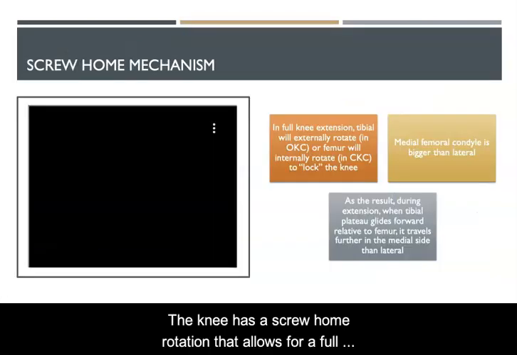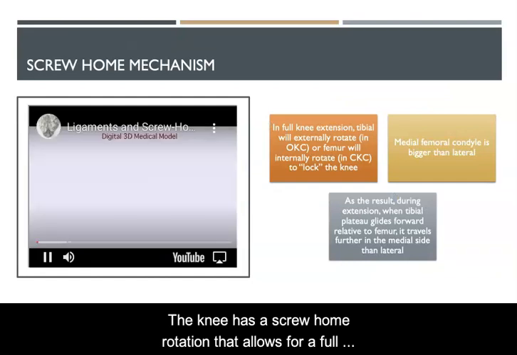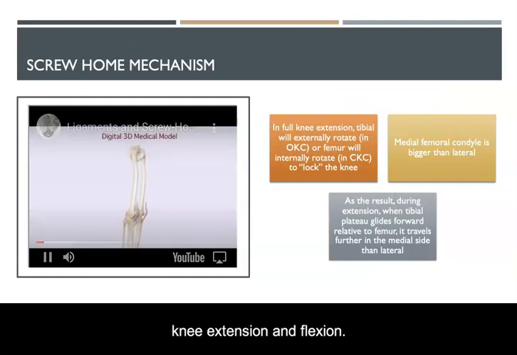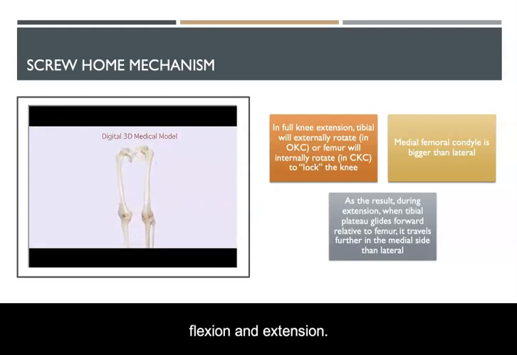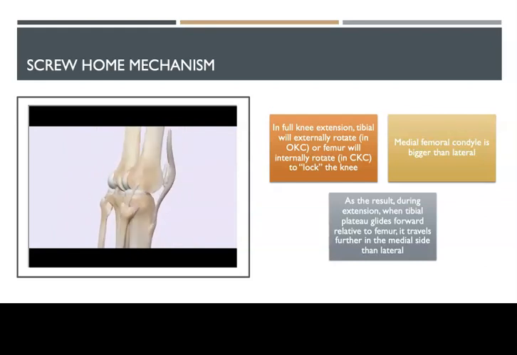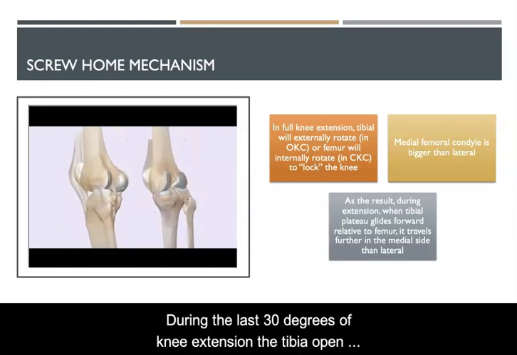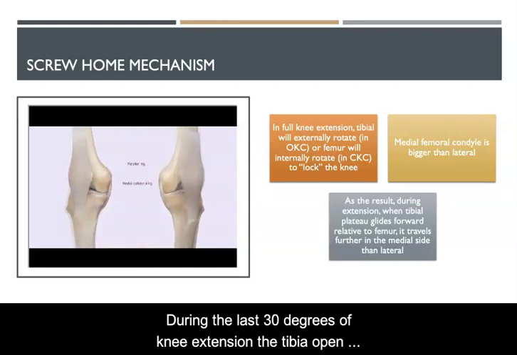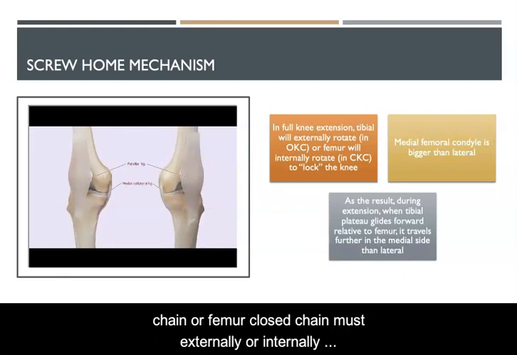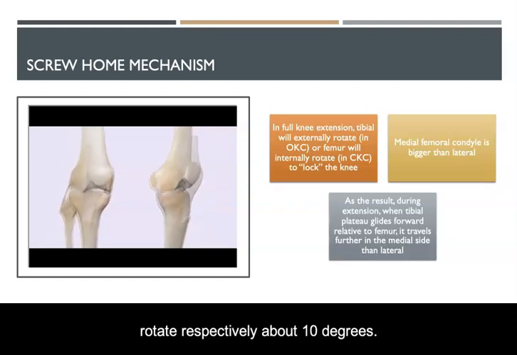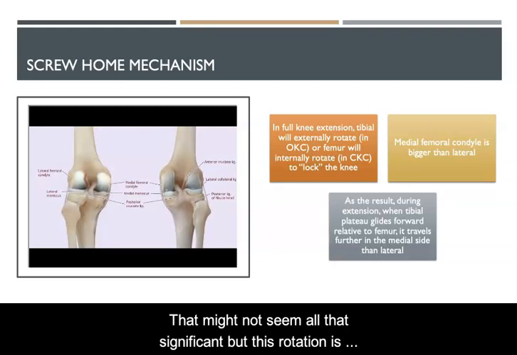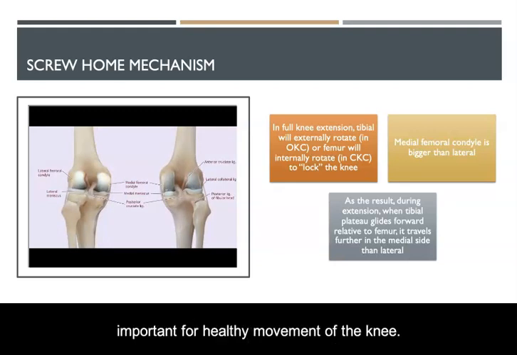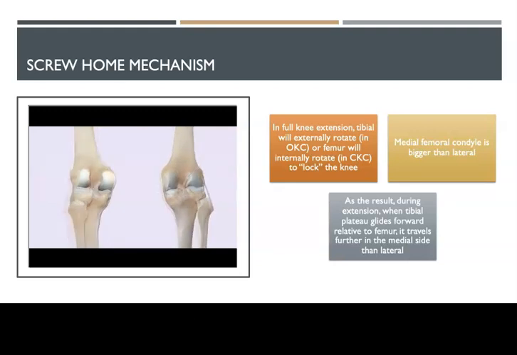The knee has a screw-home rotation that allows for full knee extension and flexion. There is an observable rotation of the knee during flexion and extension. During the last 30 degrees of knee extension, the tibia (open chain) or femur (closed chain) must externally or internally rotate, respectively, about 10 degrees. That might not seem all that significant, but this rotation is important for healthy movement of the knee.